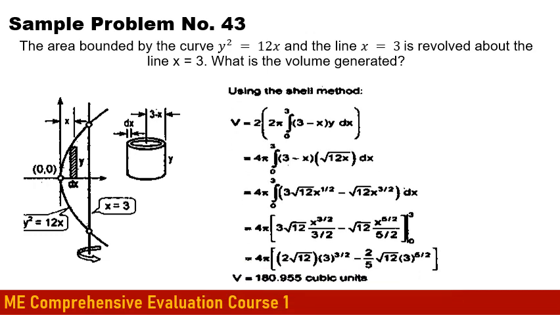So using the shell method, substituting those values in our formula, then we will have 2 times 2 pi, (3 minus x) y dx from 0 to 3. From this, you can already use a calculator, but you may also opt for the manual method here. You will still obtain the same result, which is 180.955 cubic units.